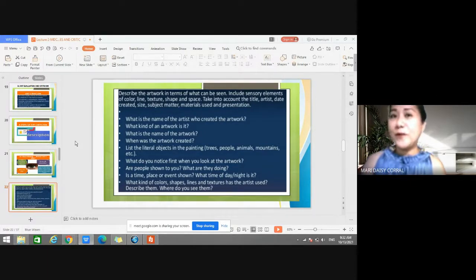When you look at the people in the canvas, what are they doing? When you look at the place, what's the time? When was it done? When you look at the colors, is it bright? Is it light? Is it dark? All of these things that you see would best describe the artwork, to give a critique on its description. Of course, your description is focused on how your eye looks at that particular artwork.